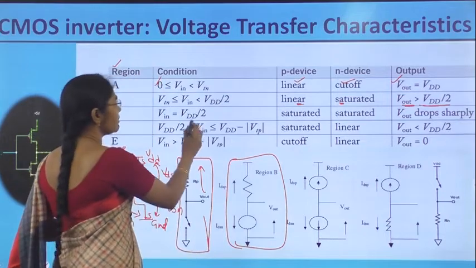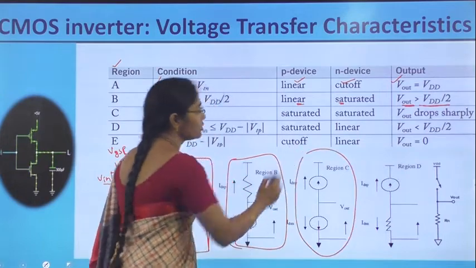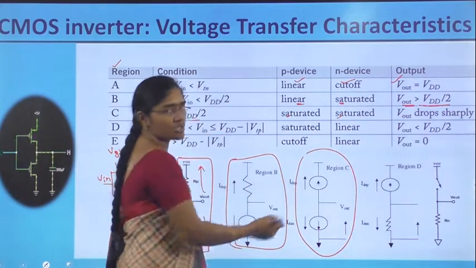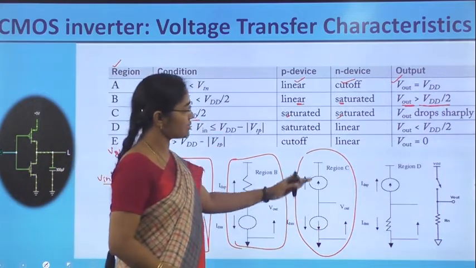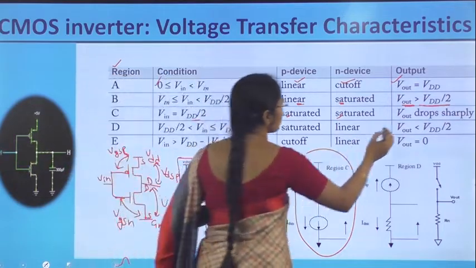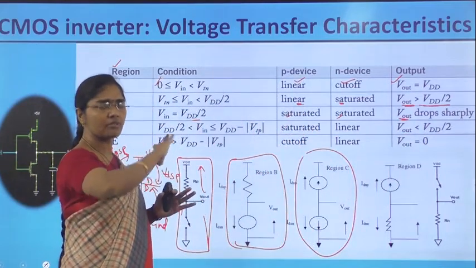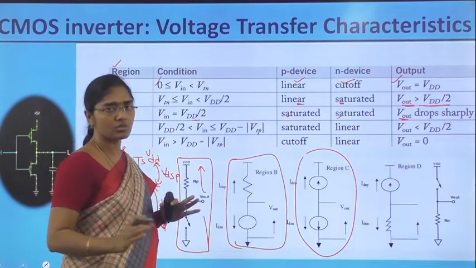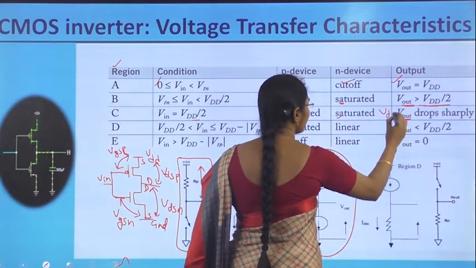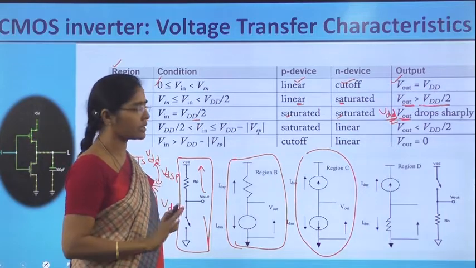And in the third case, when Vin is equal to VDD by 2, both transistors are on and both are in the saturation region, and its equivalent circuit is like this. Here IDSP and IDSN are both equal and both are maximum. So the output is dropping from VDD toward 0, and Vout is exactly equal to VDD by 2 here.